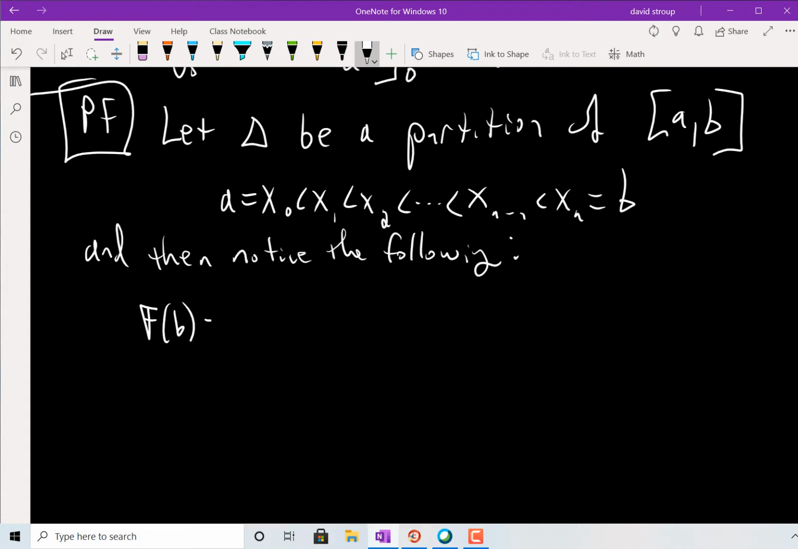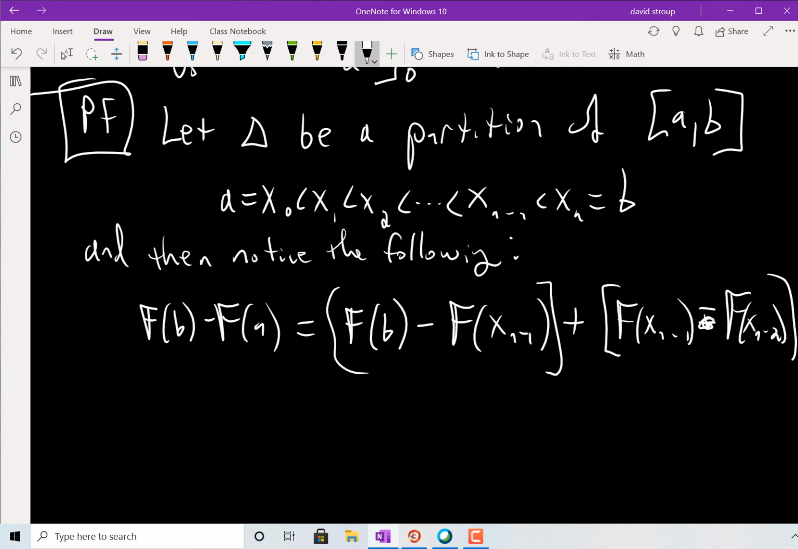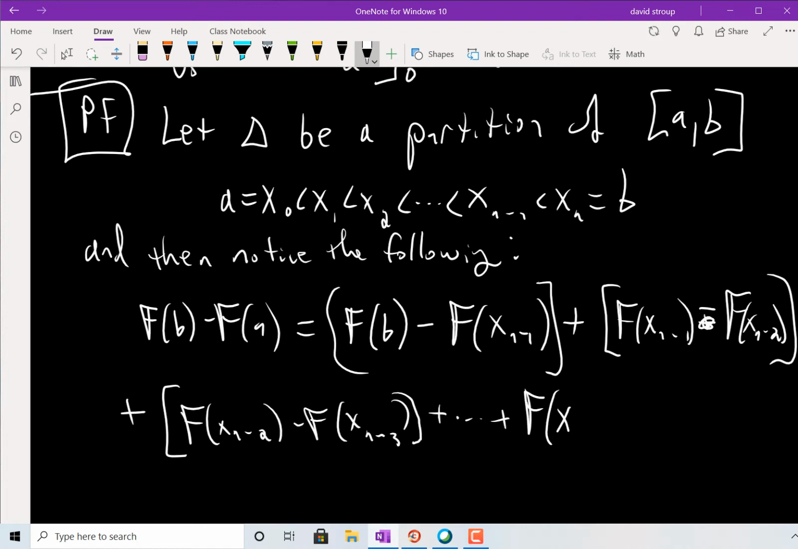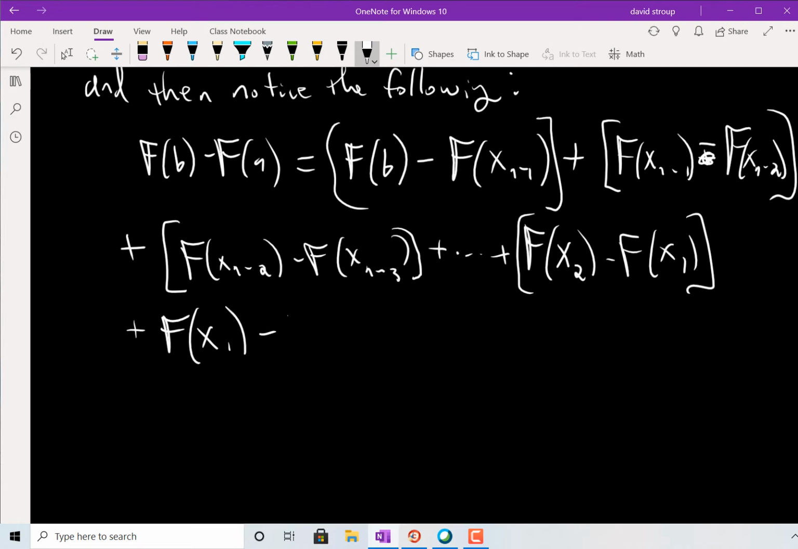What is F of b minus F of a? Well, we can rewrite it as a sum of a bunch of things. In particular, F of b minus F of x sub n minus 1, plus F of x sub n minus 1 minus F of x sub n minus 2, plus F of x sub n minus 2 minus F of x sub n minus 3, so we're getting the picture, etc., all the way down to F of x sub 2 minus F of x sub 1, plus F of x sub 1 minus F of x sub 0.